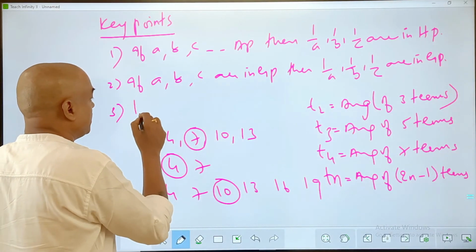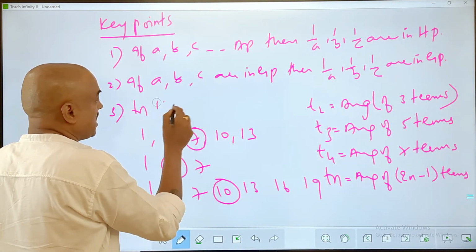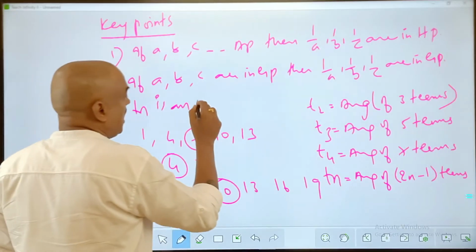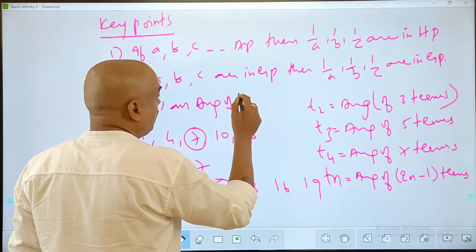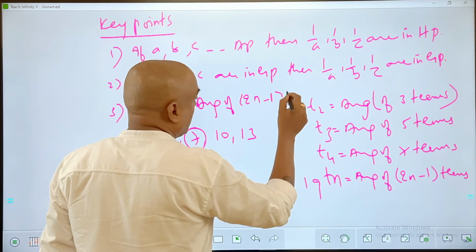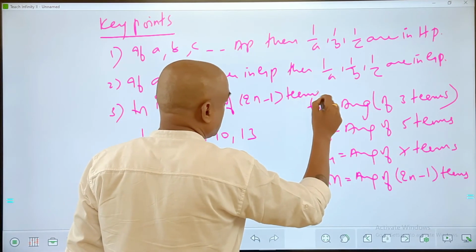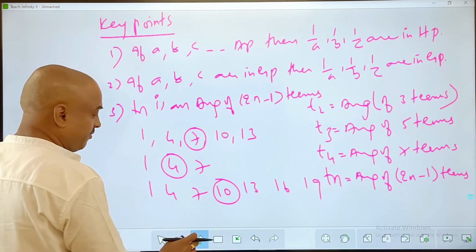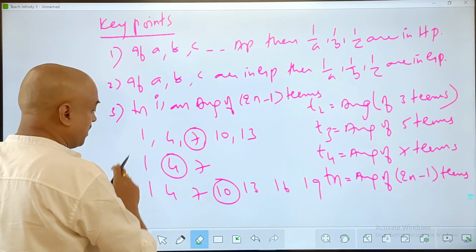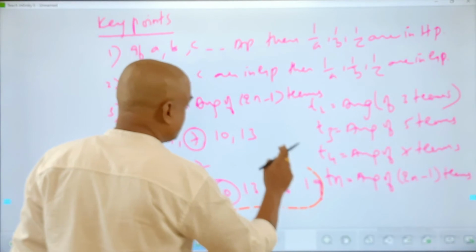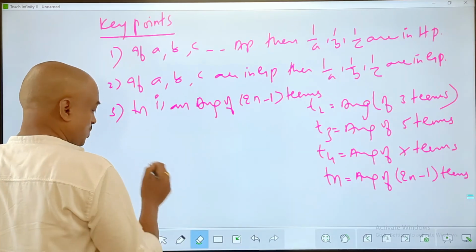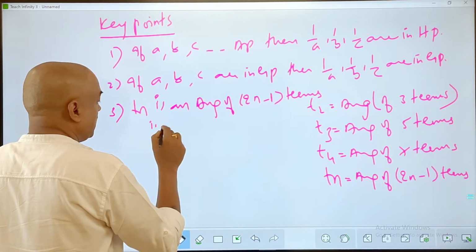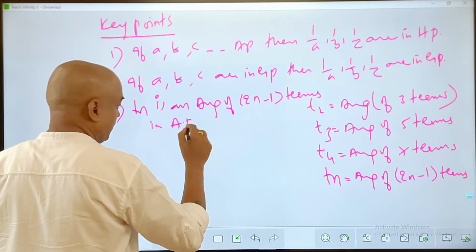So I'll write the same here. Tn is an average of 2n minus 1 terms in arithmetic progression. Fair enough? This is applicable only in arithmetic progression, friends. So overall, I say this is in AP.